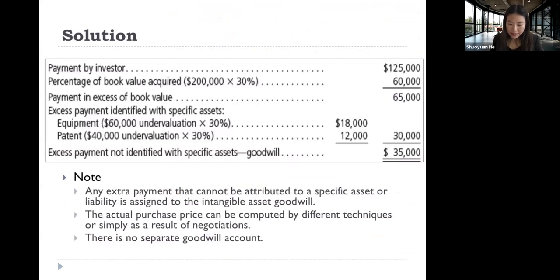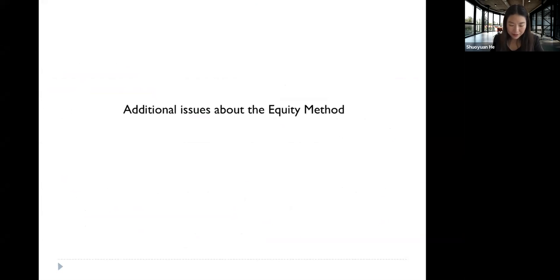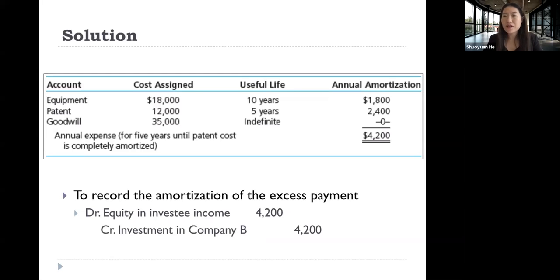So here is a more typed up solution, and you can just look at it on your own.